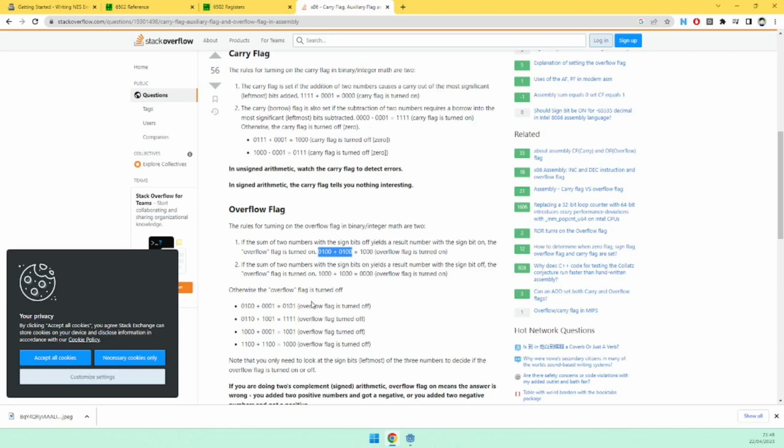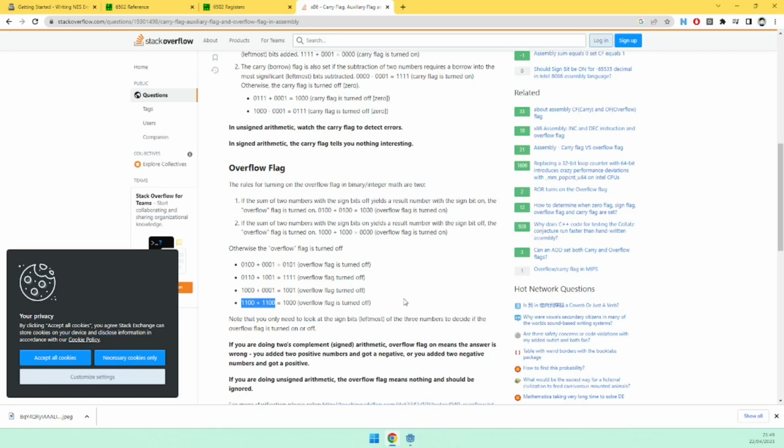And what happens if they are different? So it seems they are off. So only when they are the same and the result is changed. So in all of these cases they are off. Wait, but why? Because it didn't change the sign bit.